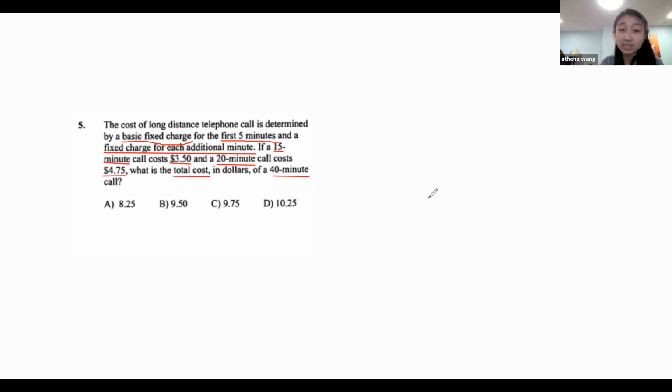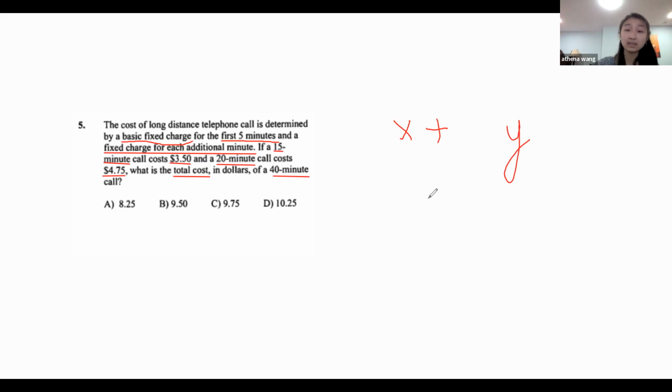Okay, so we have that this is a basic fixed charge. So we can say that this is one variable. Since we don't know what charge this is, we can just call it x. This is for the first 5 minutes. Okay, and then we have a fixed charge for each additional minute. So we're going to say that the fixed charge for each additional minute would be y. And so this 15-minute call, where the first 5 minutes is going to be x, and then for every minute after that, there's going to be y.